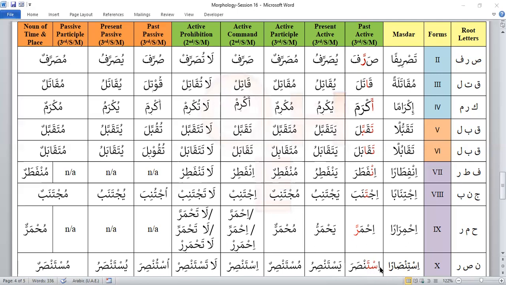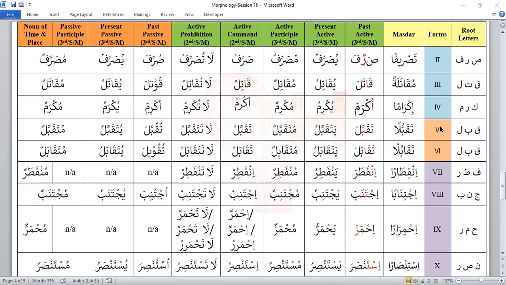And these verb forms, the past tense, also start with Hamzatul Wasl. These purple color forms are called, in general, the Hamzatul Wasl families, because they start with Hamzatul Wasl.